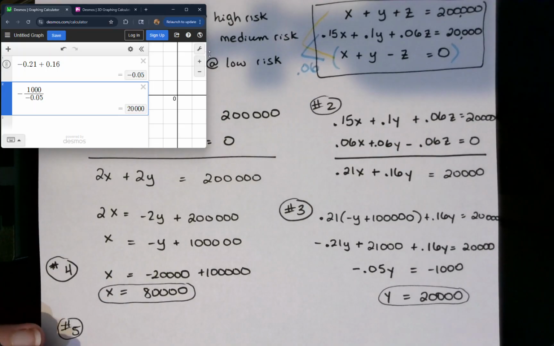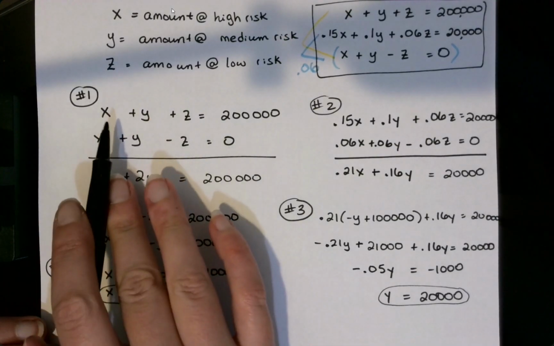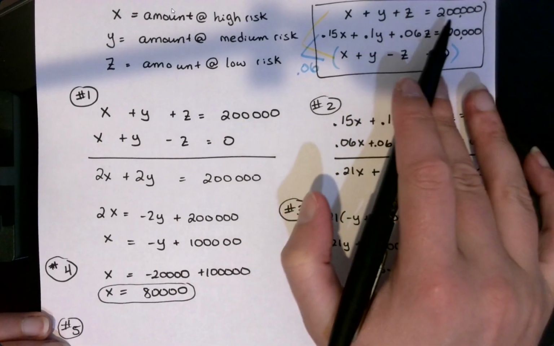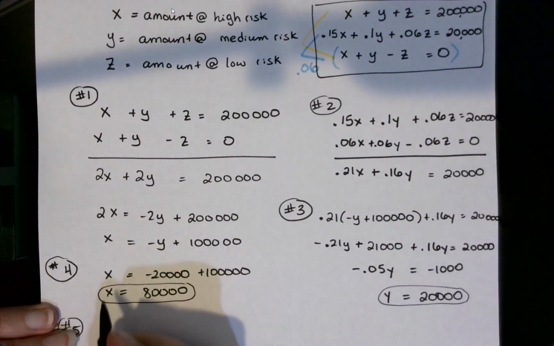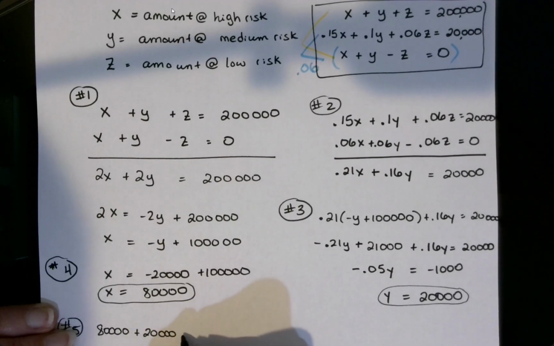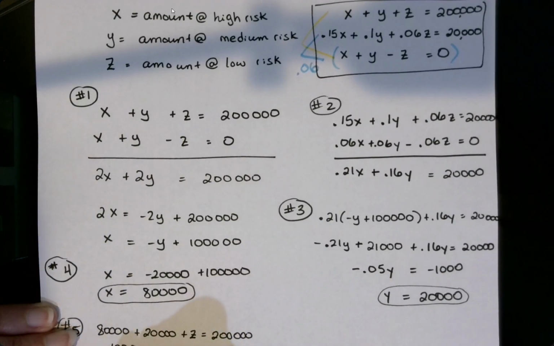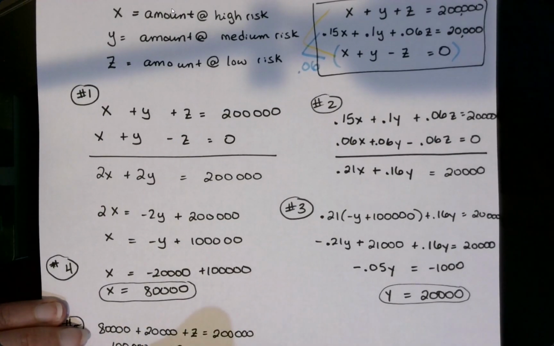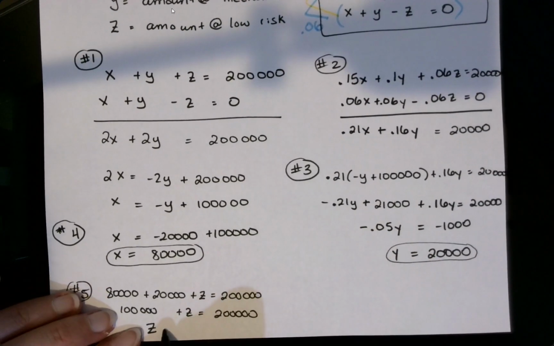And then for z, I know that x plus y plus z is equal to 200,000. So 80,000 plus 20,000 plus z equals 200,000. 80,000 plus 20,000 is 100,000, plus z equals 200,000. So if I subtract off 100,000, I should get a z value of 100,000.